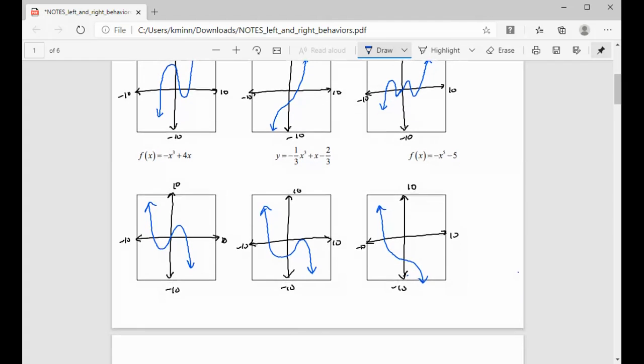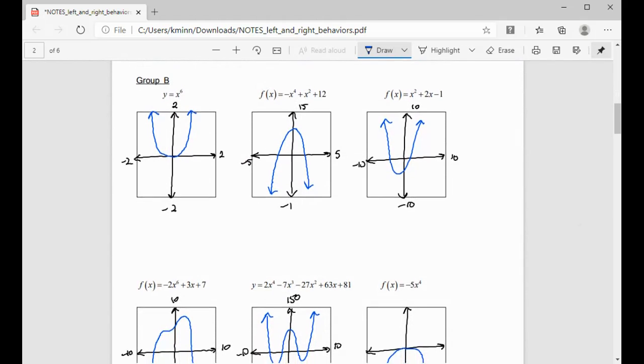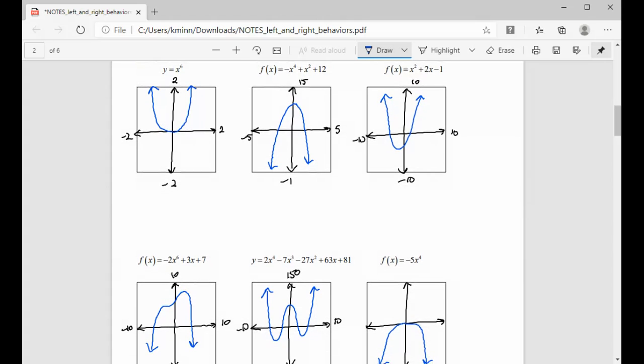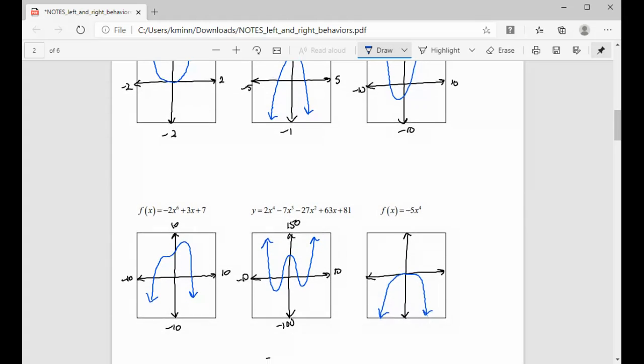The second group, group B, your graphs look something more like these. These windows were a little bit more difficult to adjust in order to get your graphs. But as you see, I have the X max and X min and the Y max and Y min labeled at the top and the bottom and left and right of the axes. But those are your 6 graphs for A and then 6 graphs for B.